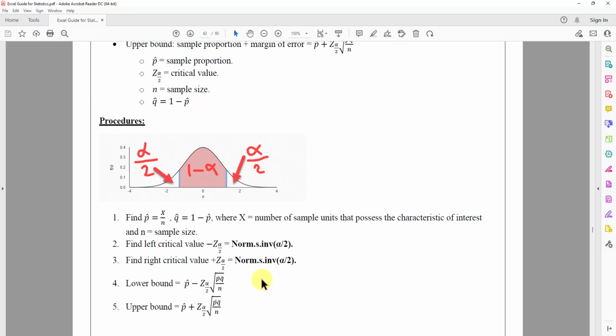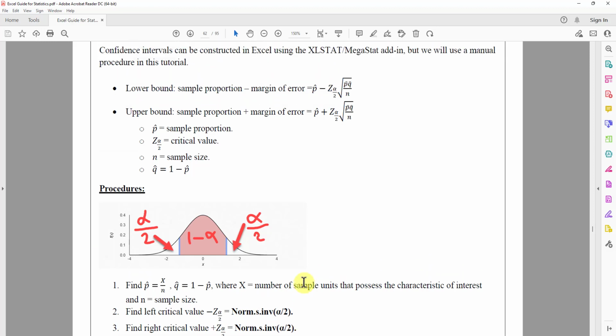Okay, so after we have that, we just apply the formula. We take p-hat, we subtract z alpha over 2 multiplied by the square root of p-hat q-hat divided by n. And you can use Excel for these calculations. So as long as you can find the left and the right critical value using these functions, NORM.S.INV, then you can apply these two formulas to find the margin of error.